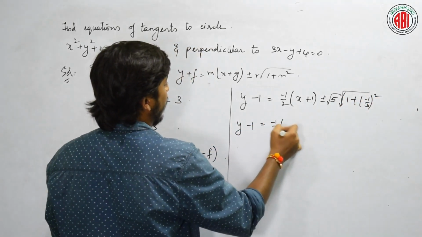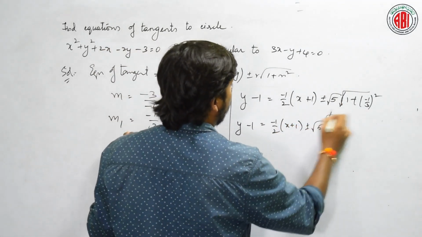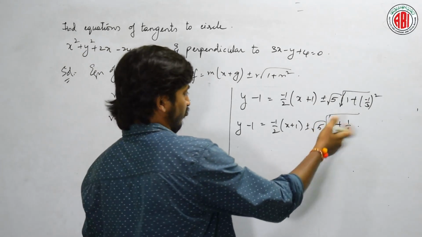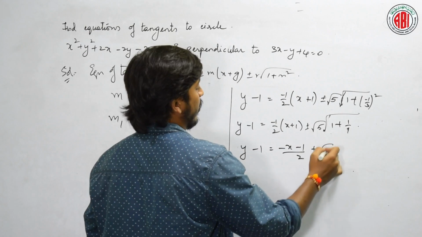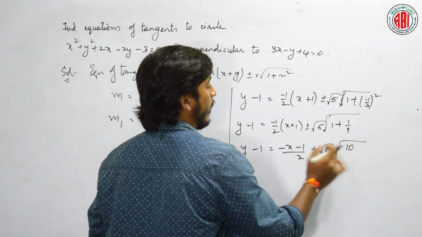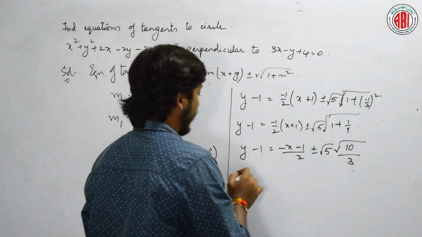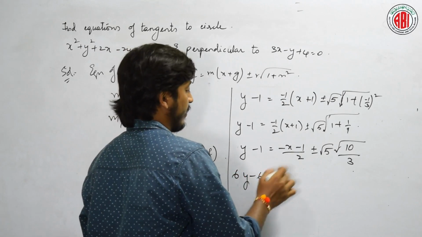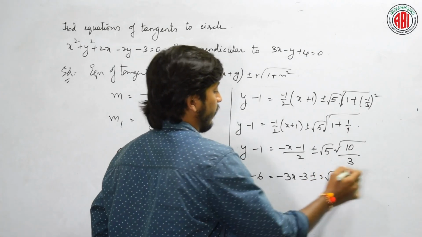Clear? That is minus half x plus 1 plus or minus root 5 into under root 1 plus 1 by 9. Clear? That is nothing but we can take LCM there, minus x minus 1 by 2 plus or minus root 5 into under root, here it is 9 plus 1, that is root 10 by square root of 9, which is 3. Isn't it? Let us take LCM, then I will get 3 2s are 6, 6y minus 6 is equal to minus 3x minus 3 plus or minus 2 root 50.